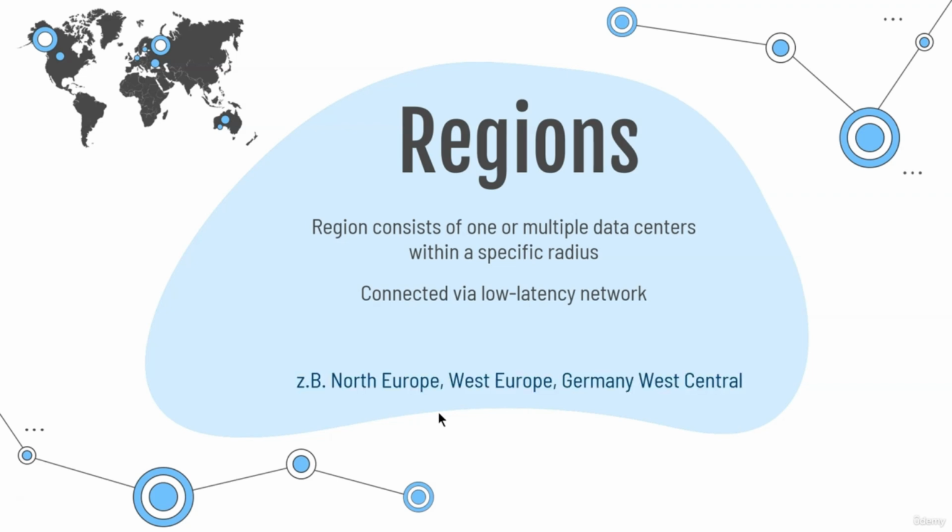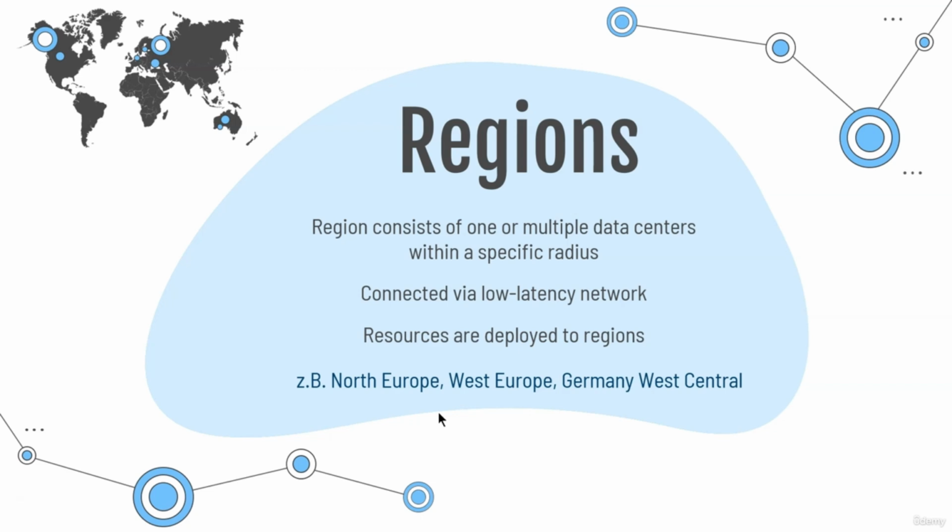As mentioned, these regions can be, for example, West Europe, North US, and so on. And we actually deploy the services or the resources into these regions. Usually we try to deploy them close to where the users are, and the pricing also plays a factor. Depending on which region we deploy our service to, we have different pricing.